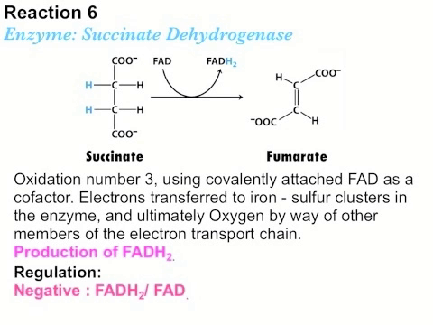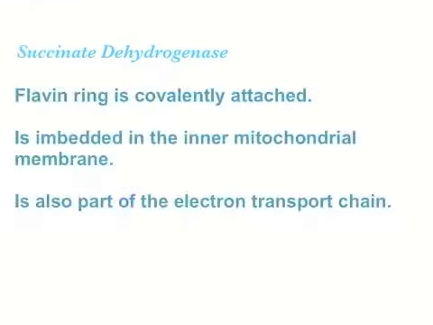In this reaction, FADH2 is a product, and this enzyme is regulated by the FADH2-FAD ratio. High ratios of FADH2 will inhibit this enzyme. The flavin ring in succinate dehydrogenase is covalently attached to the enzyme itself, and unlike the other enzymes of the TCA cycle, succinate dehydrogenase is embedded in the inner mitochondrial membrane.